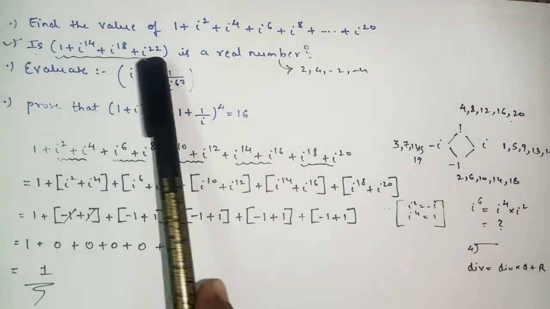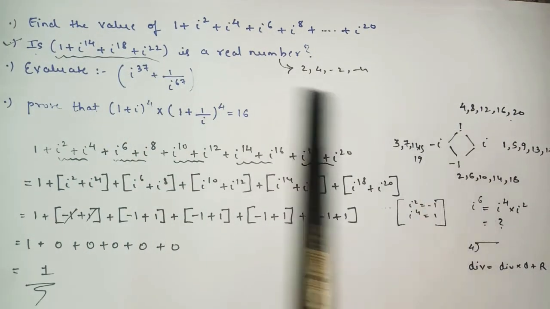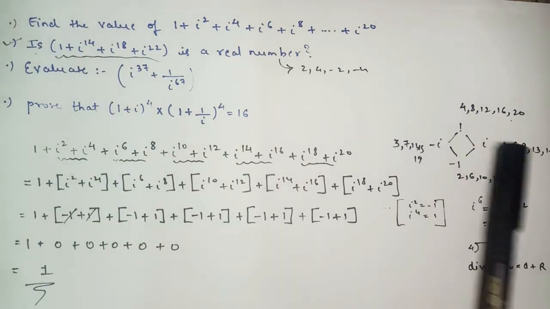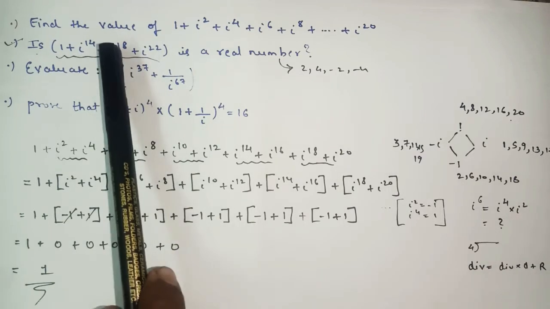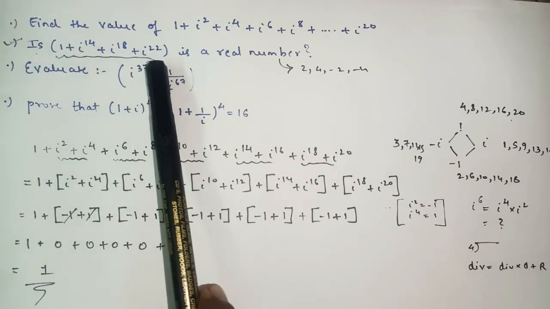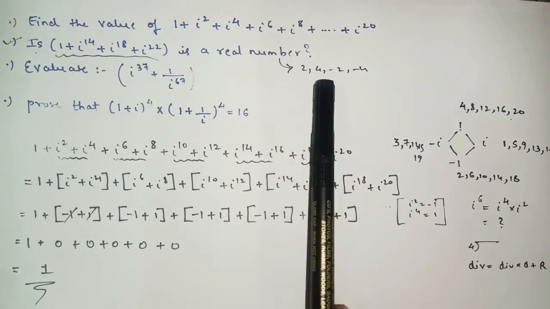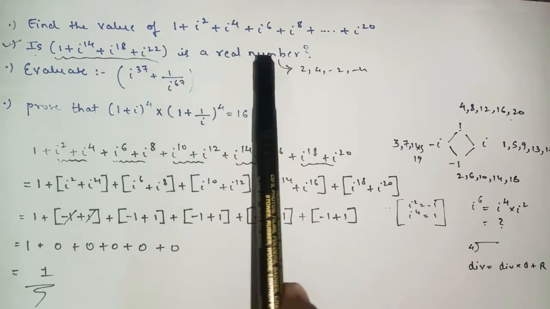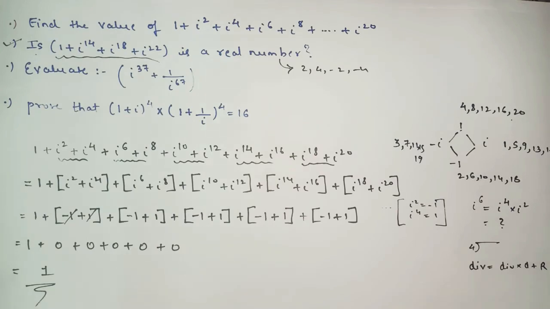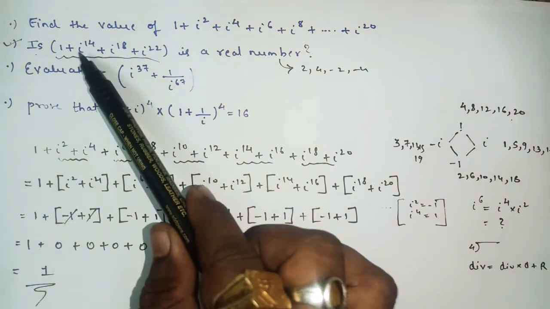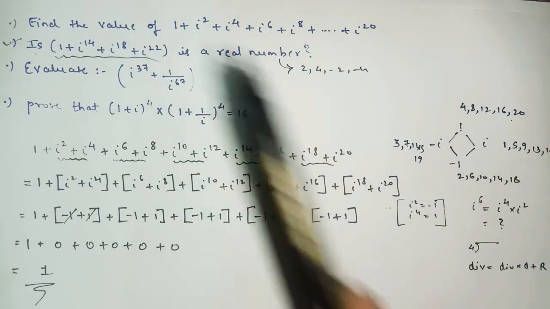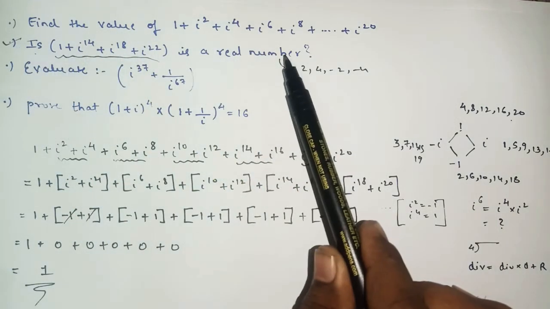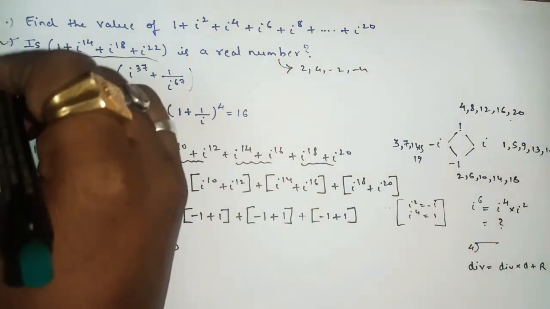For this sum also you can apply this method. Simply substitute the value by using this trick. Check the position of 14, 18 and 22, substitute the value and check if you're getting the final answer without i. If so, then only we can say that this part is a real number. Simply substitute the values of i raised to 14, i raised to 18, i raised to 22. I hope you all can solve this second sum by yourself.